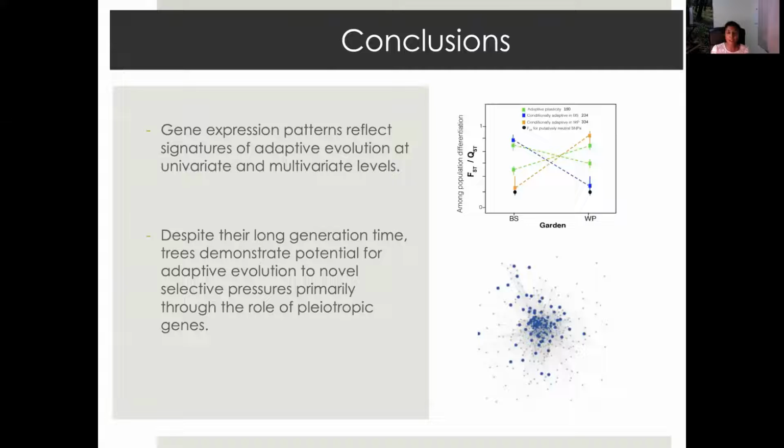So overall, here I want to conclude by stating that gene expression can be a very useful way to evaluate signatures of adaptive evolution in these long-lived species. And in trees, despite their long generation time, there may be a lot of potential for adaptive evolution to novel selective regimes, and this might happen through a shift in the architecture of adaptive evolution, giving a predominant emphasis to pleiotropic genes, at least during the initial stages of the adaptive walk.